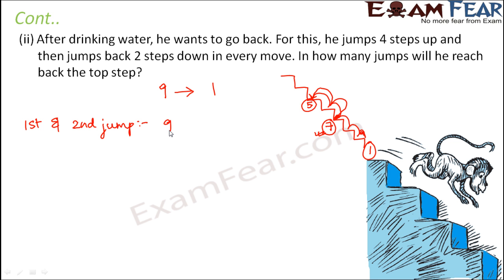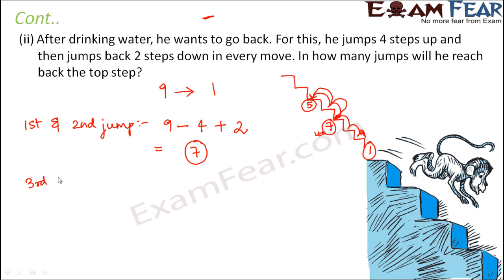How? That's because he was initially at step number 9. Now he jumps 4 steps up. Step up is given a negative sign, right? So that's what we have been assuming. Step up is negative and step down is positive. So step up is minus 4, plus 2 because he steps down in the second jump. So as a result, this is 7. So he is at step number 7 after the first and second jump.